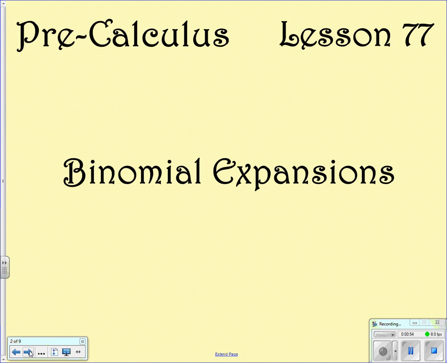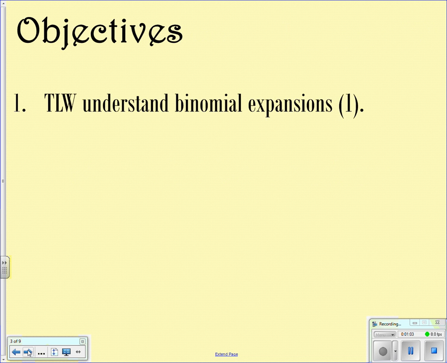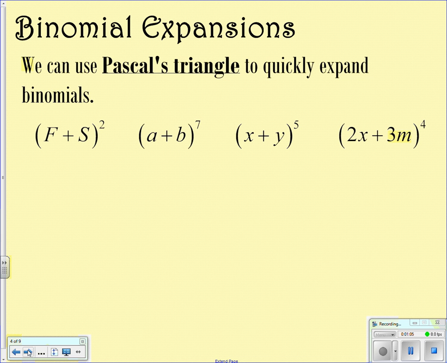Okay, so we are looking at Pascal's triangle, dealing with binomial expansions on lesson 77. So hopefully you'll understand how to do binomial expansions after this lesson. So to do a binomial expansion, you're going to use Pascal's triangle. These are all examples of binomials. This first one, f plus s squared, you know how to expand that pretty quickly in your head. Now the 1 to the 7th, the 5th, or the 4th, you're going to have to do a little bit more work to expand those. But using Pascal's triangle, it'll make it a lot quicker.